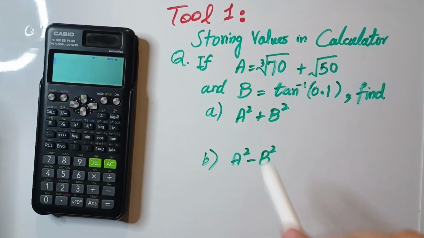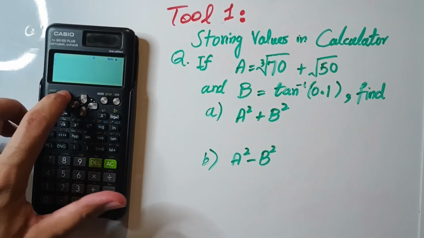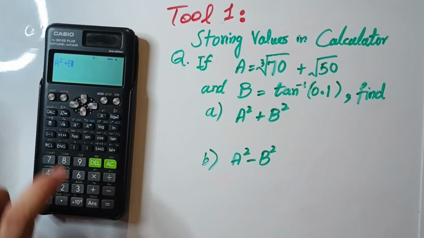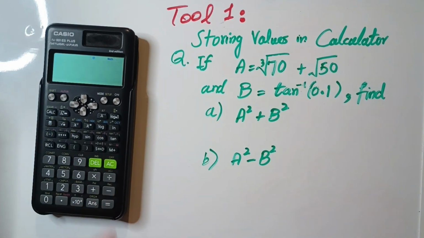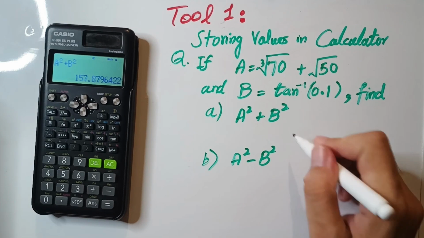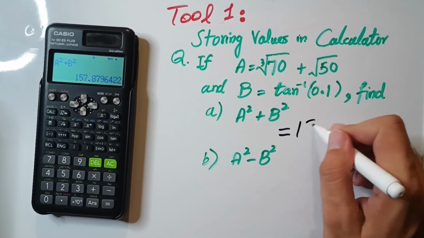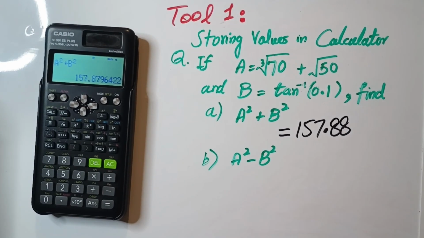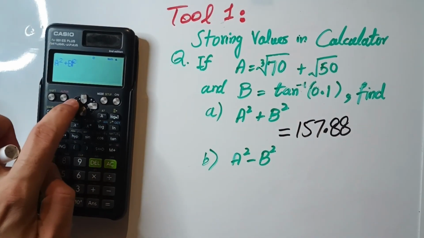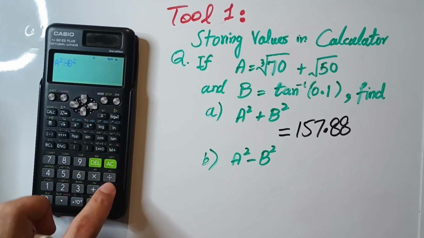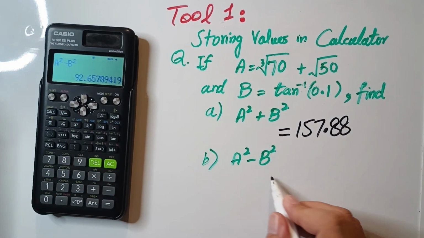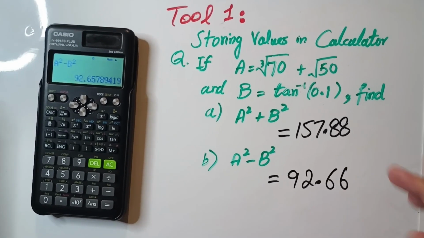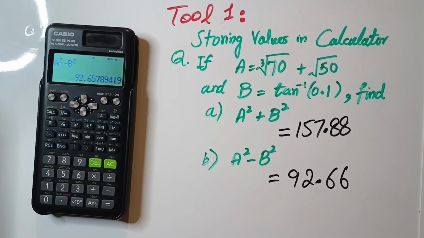Now in order to calculate A square plus B square, just write alpha A square plus alpha B square, is equal to. So here we get A square plus B square is equal to 157.88, and in order to get A square minus B square, just replace plus with minus and we have A square minus B square is equal to 92.66. I have rounded it off to two decimal places.